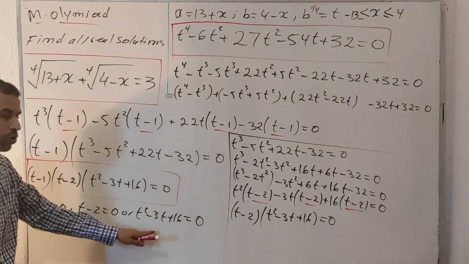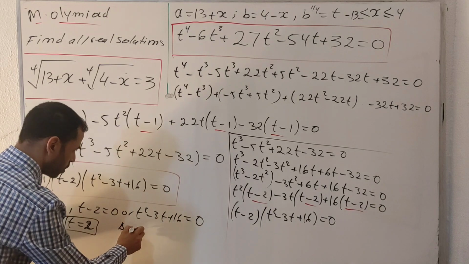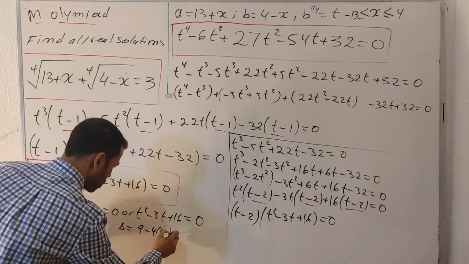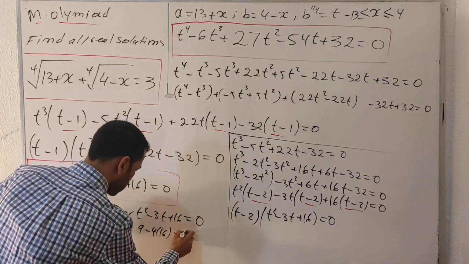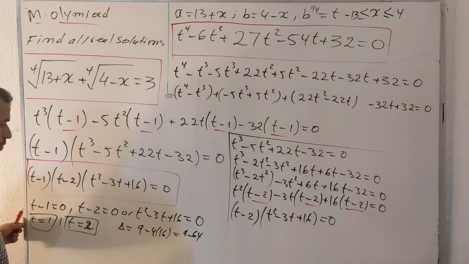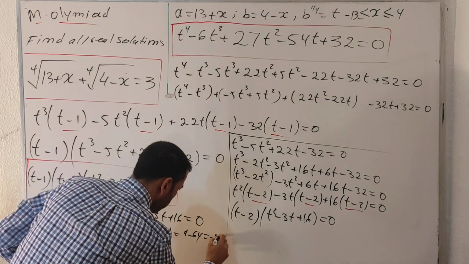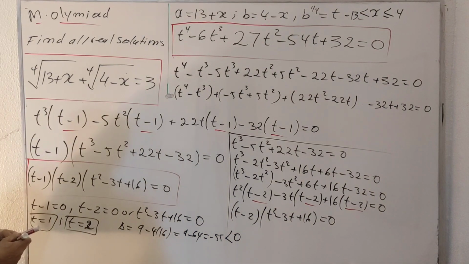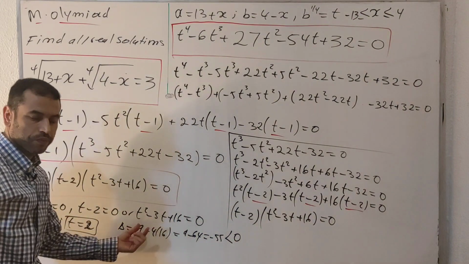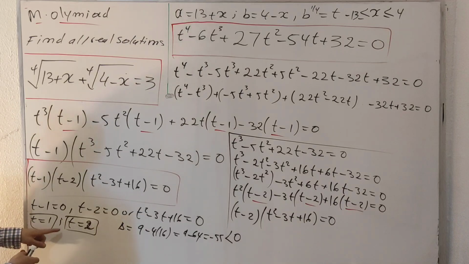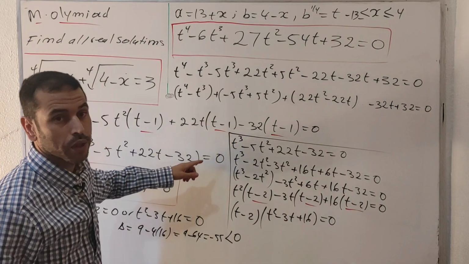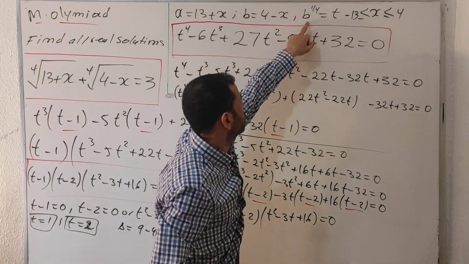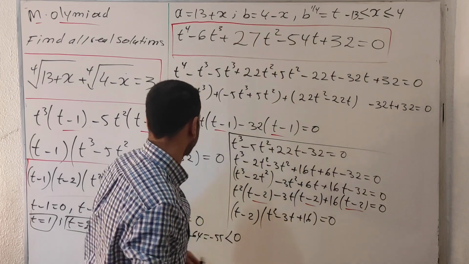For the last one, I'm going to calculate the discriminant of this one. Delta is giving us minus 3 squared, which is 9, minus 4 times 16, giving us 9 minus 64. Okay. It's giving us minus 55, which is strictly less than 0. So that means we don't have any solution for this one. The only solutions that we have are t equals 1 and t equals 2. Now I'm going back to the substitution. I'm going to replace t with its value to find b, then to find x.